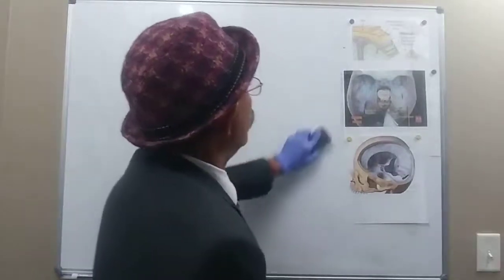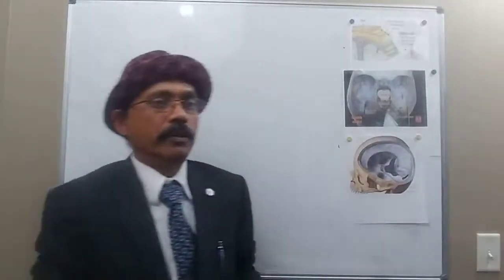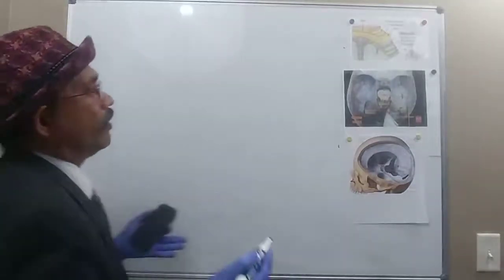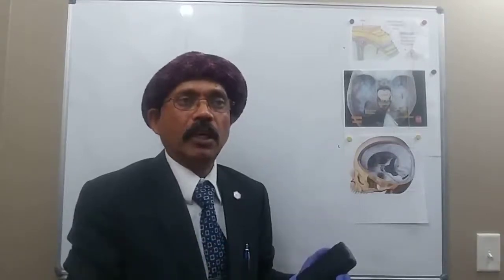Now we'll go to the embryology and histology of the dura mater. First of all, dura mater is what type of tissue? This is an example of connective tissue, which is the toughest layer. The outer layer, the dura mater, is the toughest layer. The other two layers, the arachnoid mater and pia mater, are thin.